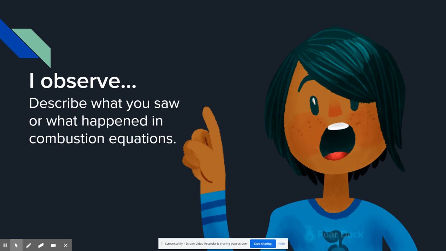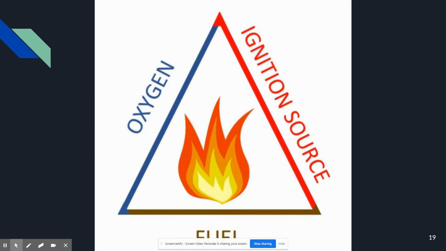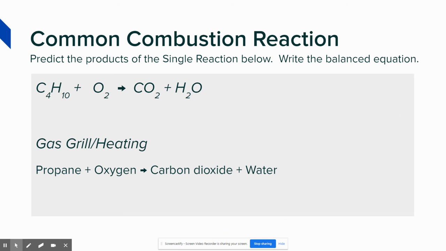So the question is, I observed. Describe what you saw or what happened in the combustion reactions. What I would say is I saw the fuel source, CH4 or C4H10, being broken apart and combining with the oxygen to make CO2 and water every time. C4H10 is propane. So this is what happens when you're grilling during the summer.